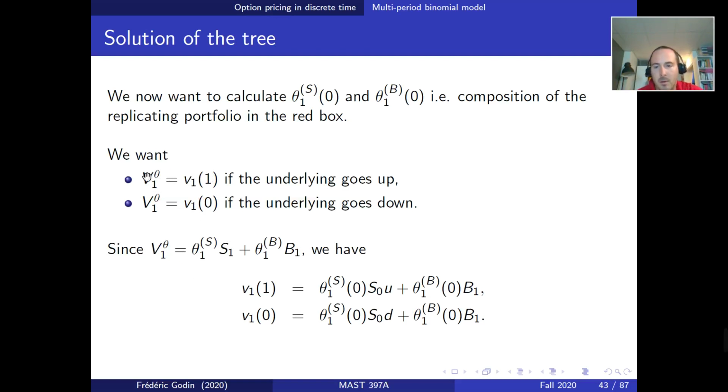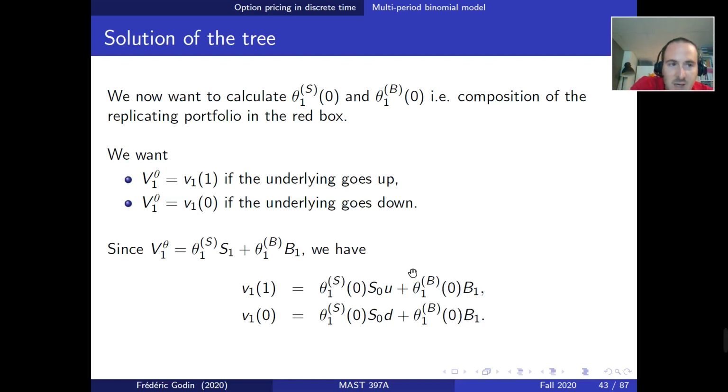So if we couple these equations with that, where we can replace S1 by S0U in the case we have an upward movement in the stock, or S0D in the case where we have a downward movement of the stock, then we have again this system of equations where we have two equations, and the two unknowns are the composition of the replicating portfolio at time 0, so number of stock shares, number of risk-free asset shares at time 0.